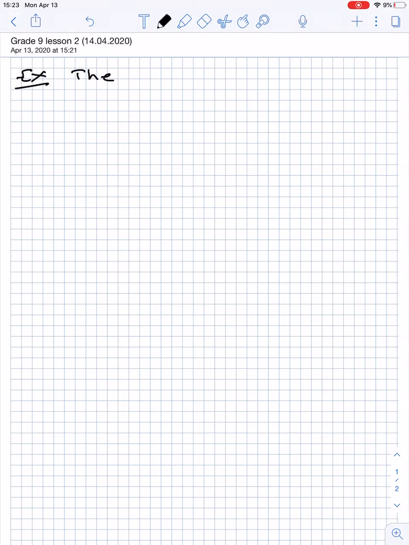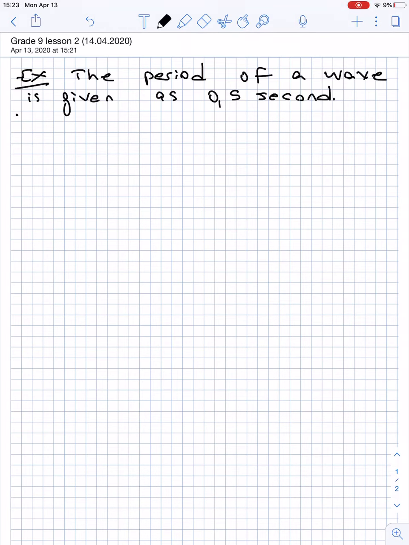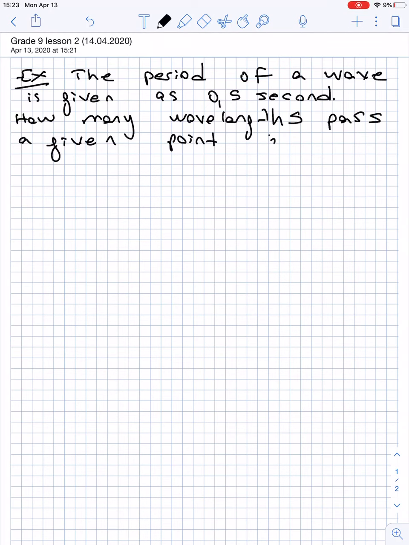Okay, the period of a wave is given as 0.5 second. How many wavelengths pass a given point in 5 seconds?